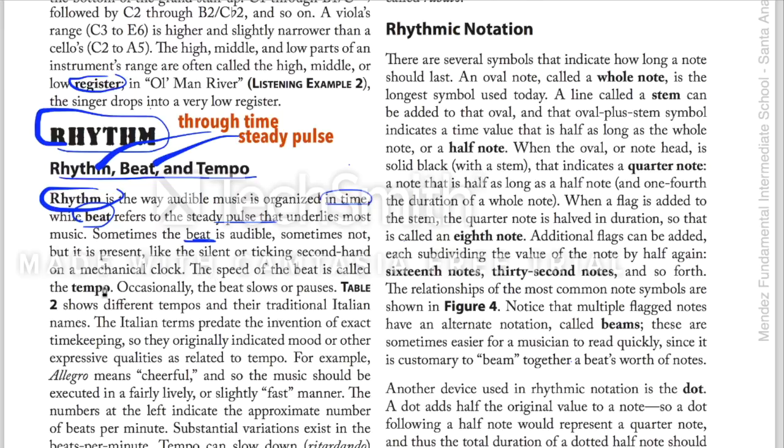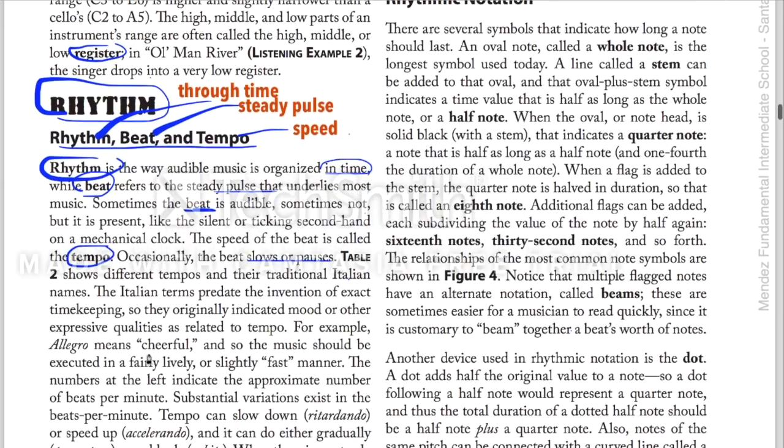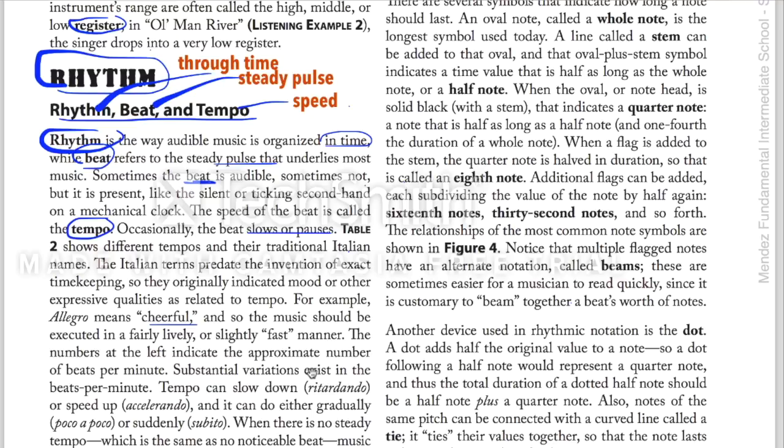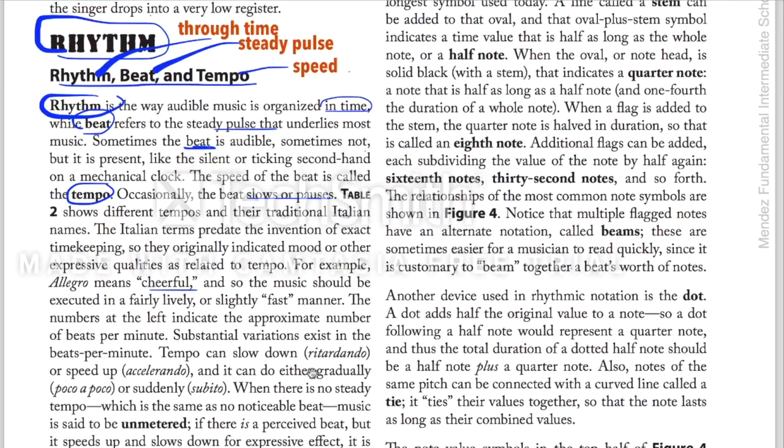The speed of the beat is called tempo. So tempo is speed. Occasionally, the beat slows or pauses. Table 2 shows different tempos and their traditional Italian names. The Italian terms predate the invention of exact timekeeping, so they originally indicated mood or other expressive qualities as related to tempo. For example, allegro means cheerful, and so the music should be executed in a fairly lively or slightly fast manner. The numbers at the left indicate the approximate number of beats per minute. Substantial variations exist in the beats per minute.